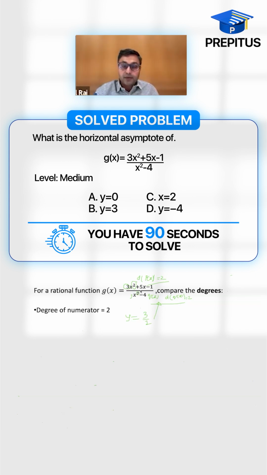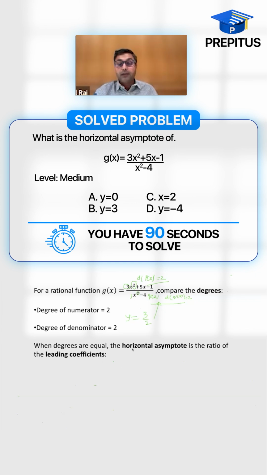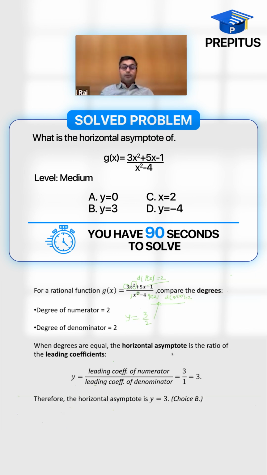Degree of the numerator first, which is 2, degree of the denominator, which is 2. When the degrees are equal, the horizontal asymptote is the ratio of the leading coefficients. So what are the leading coefficients? This 3 is the leading coefficient of the highest x power in the numerator, and 1 is the leading coefficient of the highest x power in the denominator. So the ratio is going to be 3 to 1, and y equals 3 is going to be the horizontal asymptote for that specific case. So this is going to be the answer.